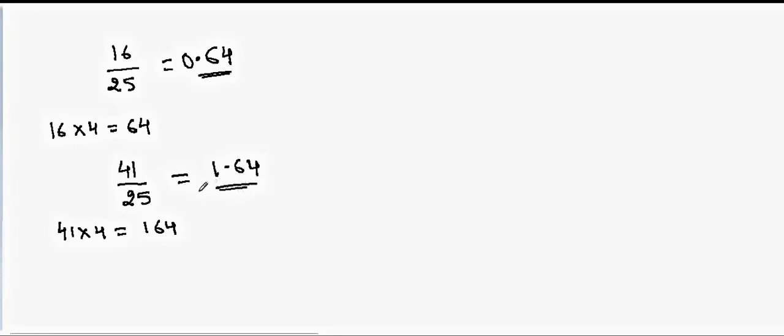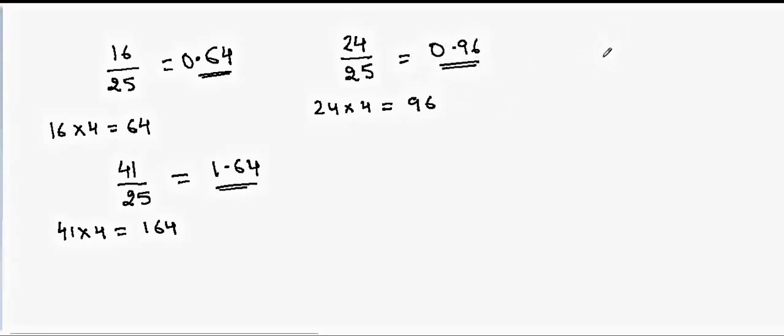So as you can see, for 41 by 25, most people would have to use a calculator for this calculation, but we can do it without taking any time, just in the mind. Same way, suppose I have 24 and I want to divide by 25. So 24 into 4 is equal to 96. So my answer will be equal to 0.96.